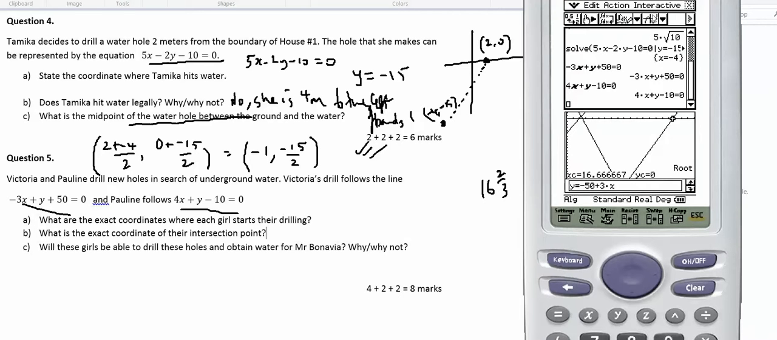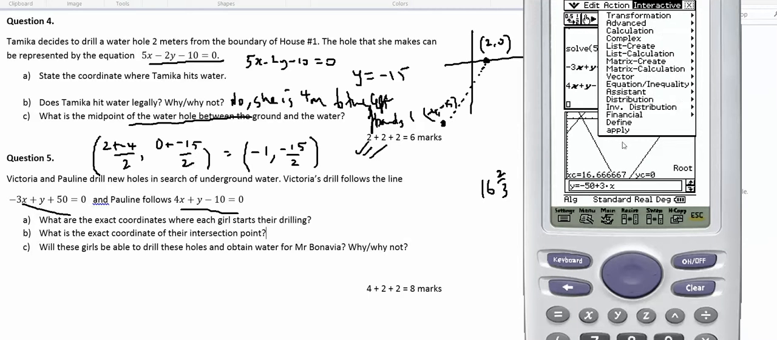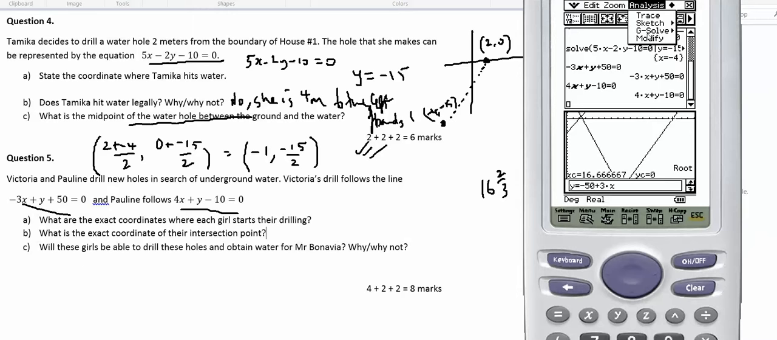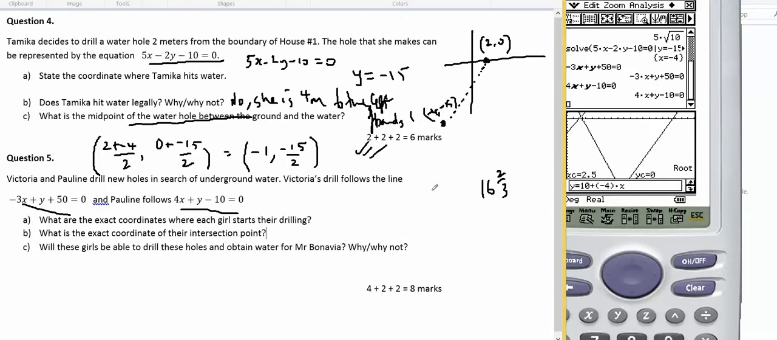And I'll do that again. Analysis, G-solve, root. Yes, I do want that one. And I go execute. And that gives me 2.5, so 5 on 2. So the coordinates are (5/2, 0) and the other at 0, that's where they start drilling.